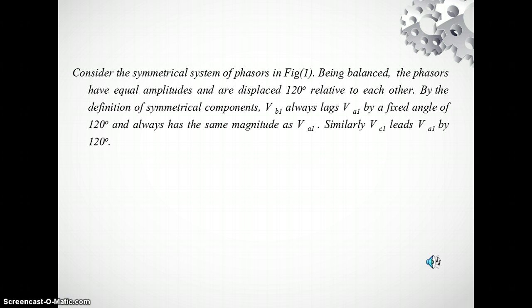Consider the symmetrical system of phasors as shown in the figure. Being balanced, the phasors have equal amplitudes and are displaced 120 degrees relative to each other. By the definition of symmetrical components, the vector VB1 always lags the vector VA1 by a fixed angle of 120 degrees and always has the same magnitude as the vector VA1. Similarly, the vector VC1 leads the vector VA1 by 120 degrees.